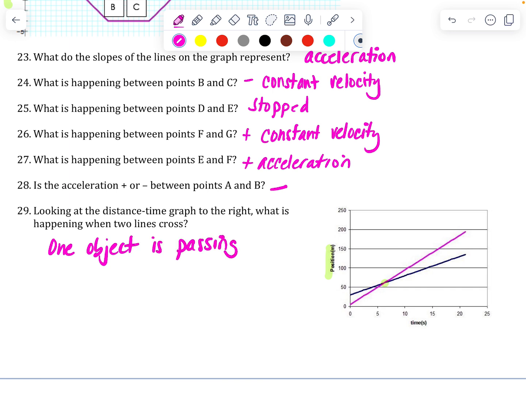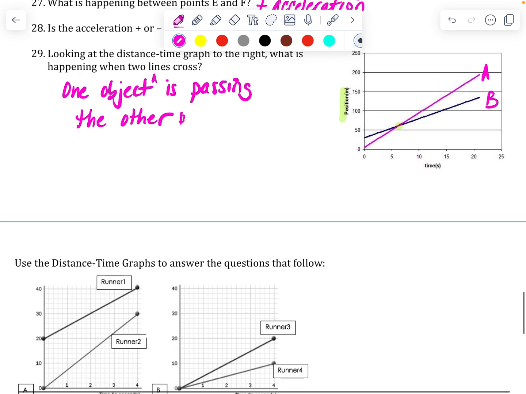Now, yours is black and white, but in mine, the pink one is passing the black or blue one. So we can do like A and B. So one object, which would be A, is passing the other, which is B. That may make it look a little easier.